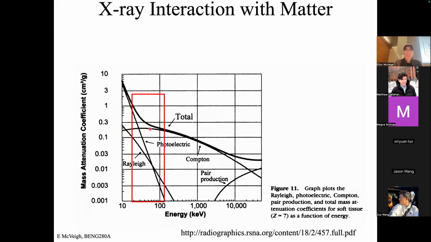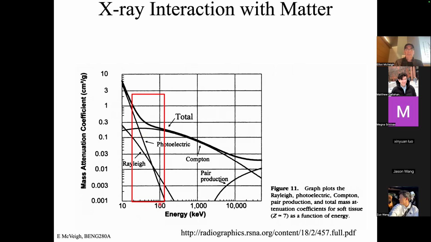This curve here is the Compton interaction curve. You can see that over the course of the energies that we're looking at, our Compton absorption is roughly constant. So this gives you a great idea: I could take an X-ray image at this energy, say 30 keV, and it would have roughly equal photoelectric effect and Compton effect.